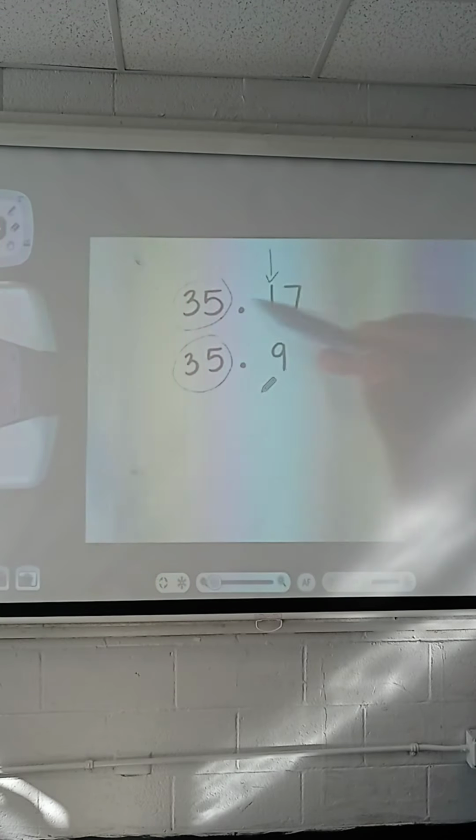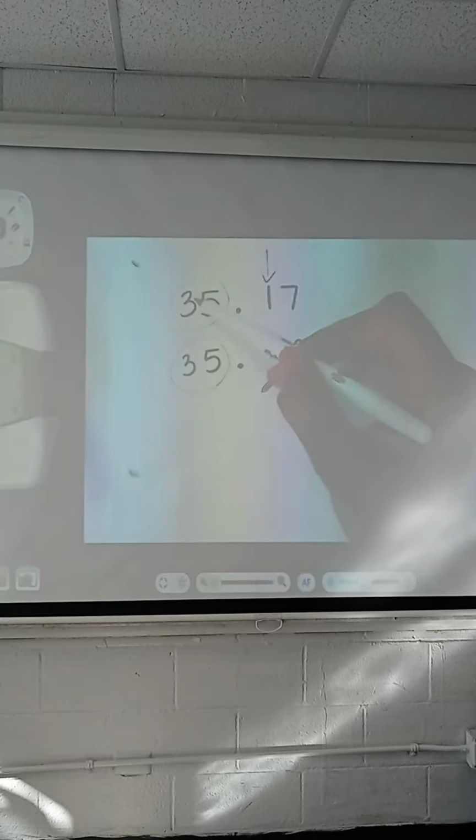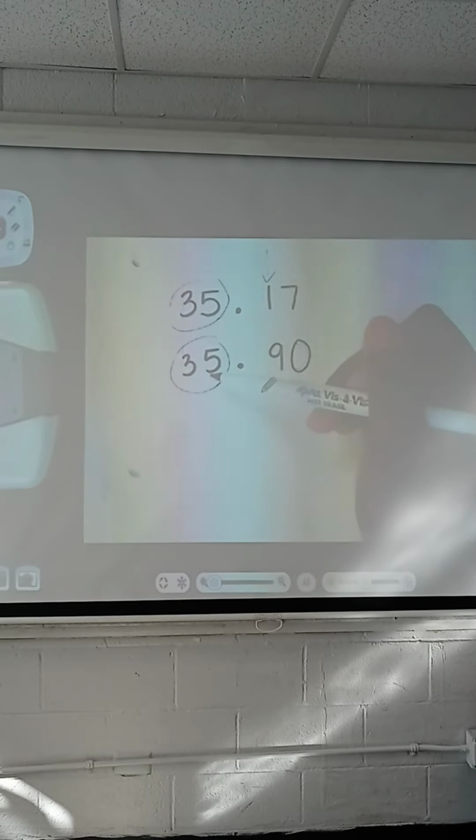Now, how many digits does my top number have? Count them. 1, 2, 3, 4. How many digits does the bottom number have? 1, 2, 3. What can I add to make this one have the same amount of digits as my top one? Now look at my two numbers. Now I say 35 and 17 hundredths, 35 and 90 hundredths. Can you see now which one is bigger?